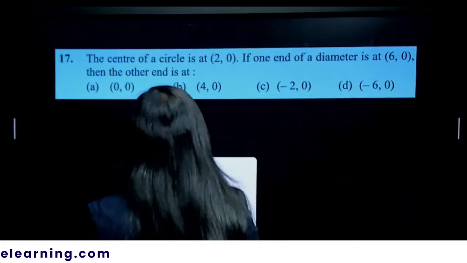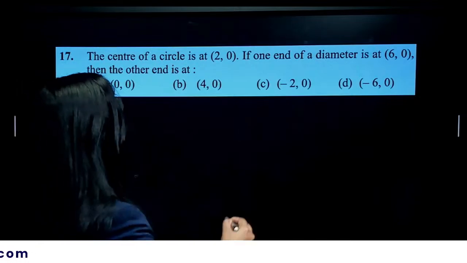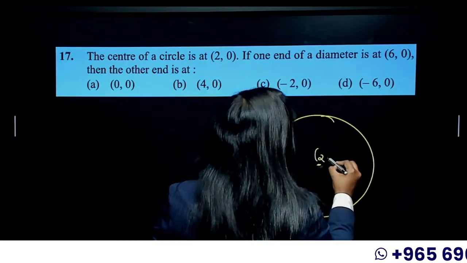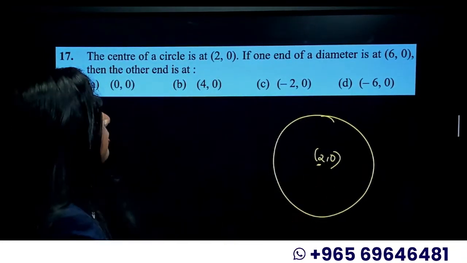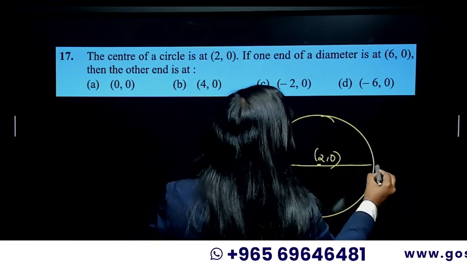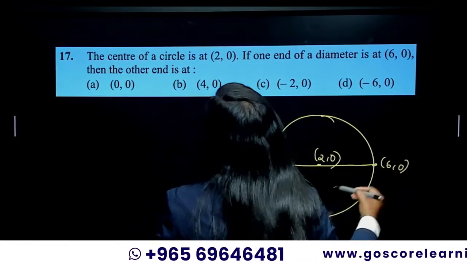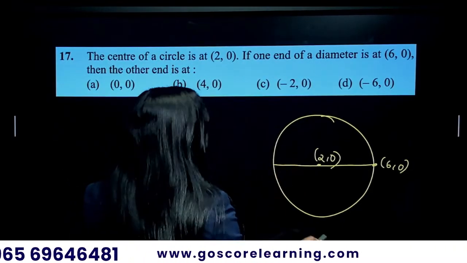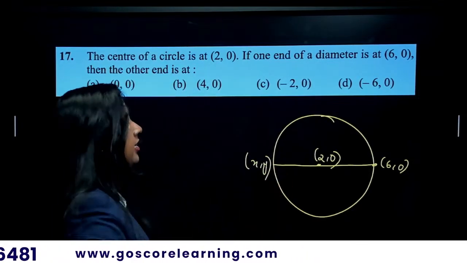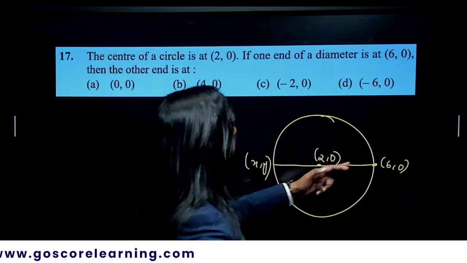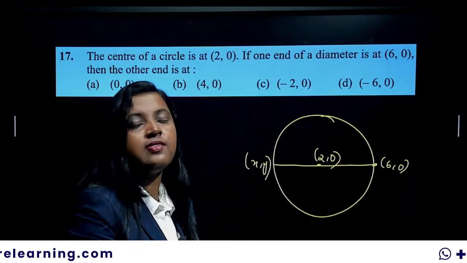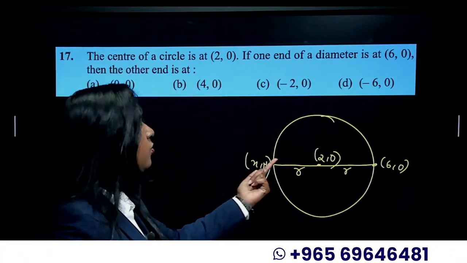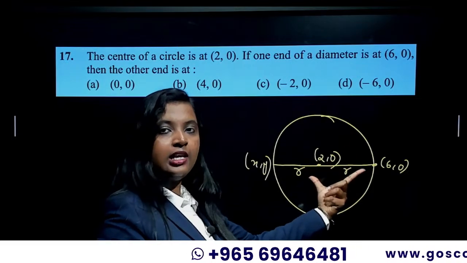The center of a circle is at 2, 0. If one end of the diameter is at 6, 0, then the other end is at, so we don't know anything about the other end, so let us denote it as x, y. This is the center and this is our diameter. The center divides the diameter into two equal halves, and each half is known as the radius, right? So 2, 0 must be the midpoint of this line.